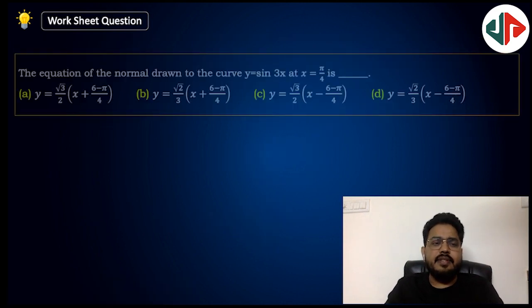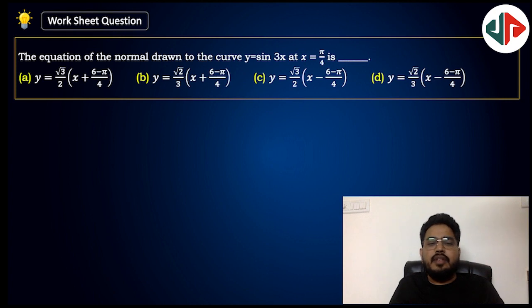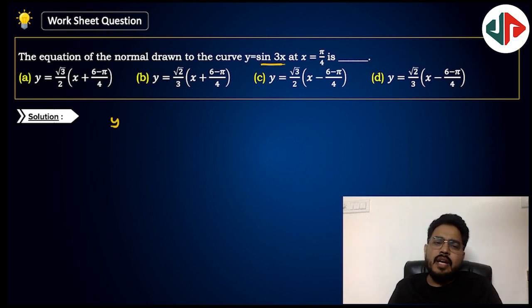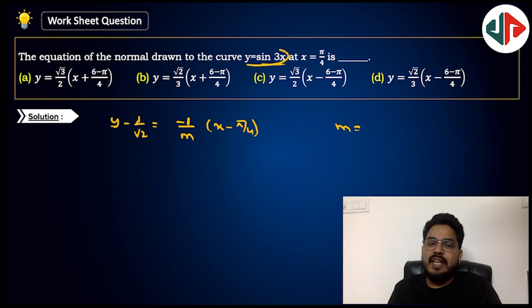The next question is the equation of the normal drawn to the curve y is equal to sin 3x at x is equal to pi by 4. So simply you require y minus y1, with y1 at pi by 4 being sin 3 pi by 4, so 1 by root 2, is equal to minus 1 by m into x minus pi by 4. So what is the m value? m is equal to the derivative of sin 3x, which is 3 cos 3x, and it's 3 cos 3 pi by 4 at x is equal to pi by 4. So that is minus 3 by root 2.